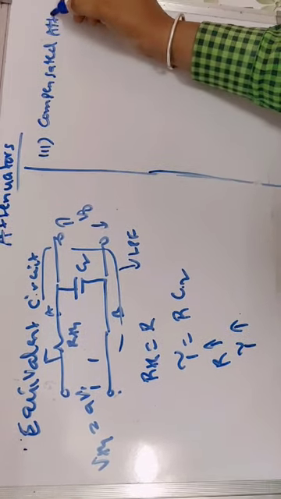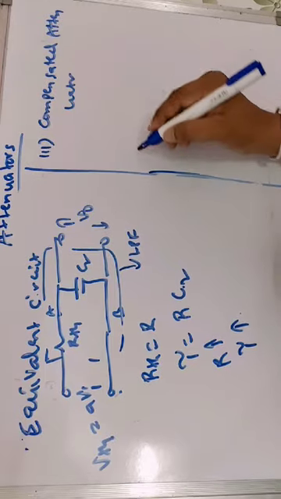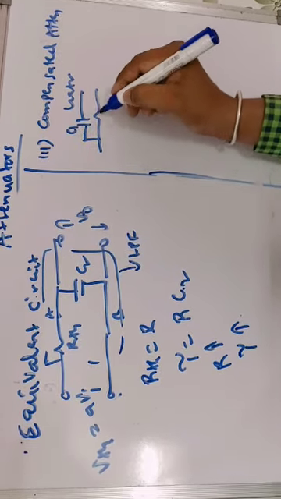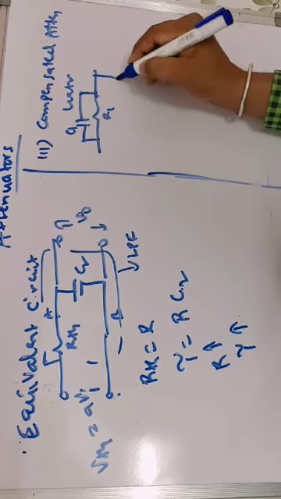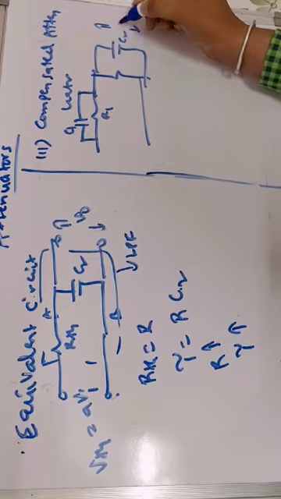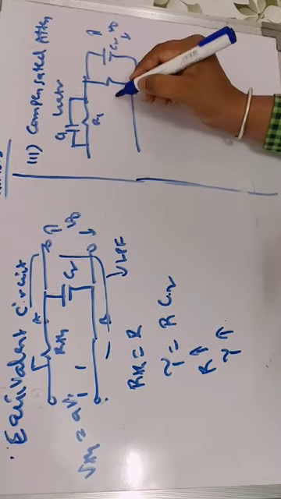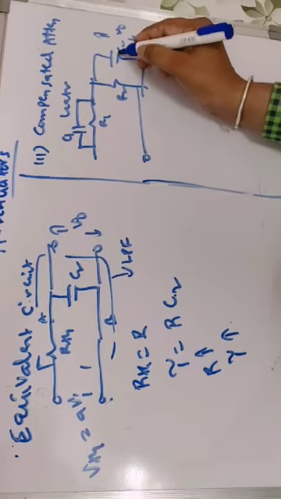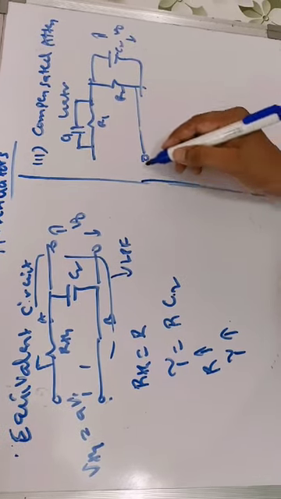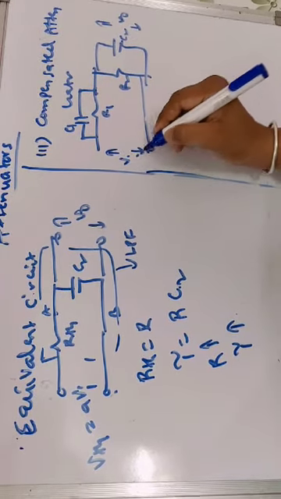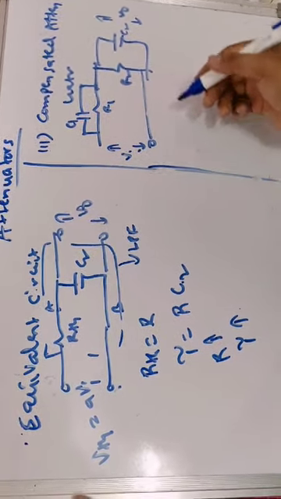The compensated attenuator is a circuit in which we consider a physical capacitance in parallel with resistor R1, and this C2 capacitance is the logical capacitance or stray capacitance which exists in the circuitry. To compensate the effect of C2, we are considering another capacitance, a physical capacitance, in parallel with the resistor R1. Now this is the circuit of the compensated attenuator.